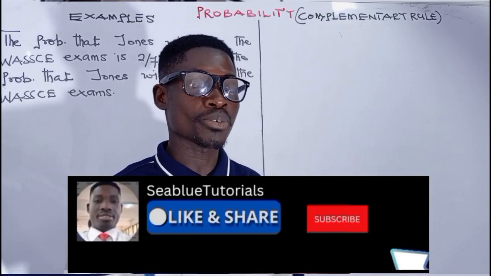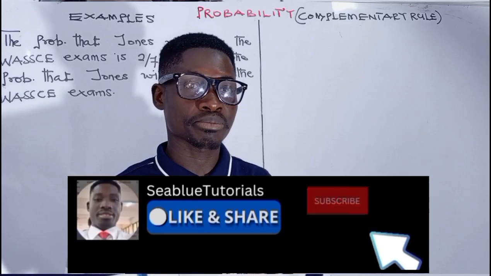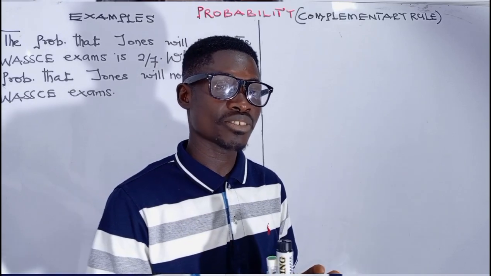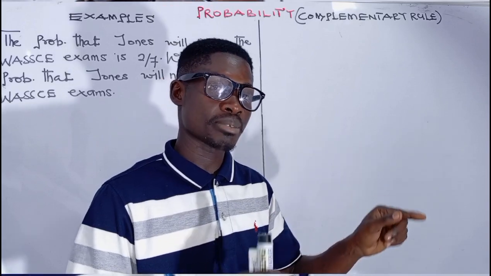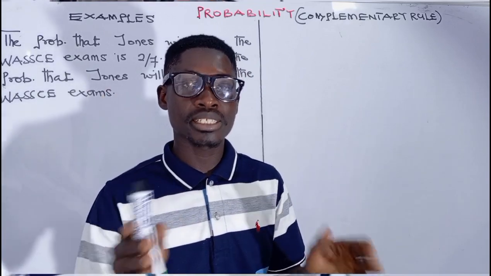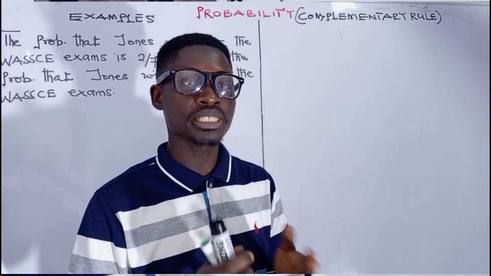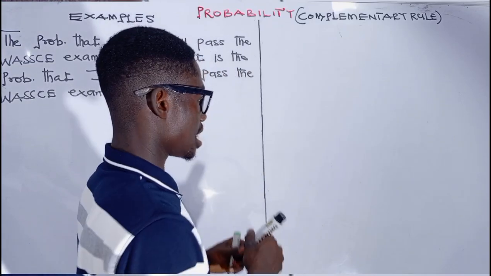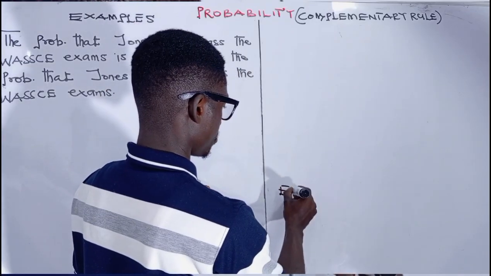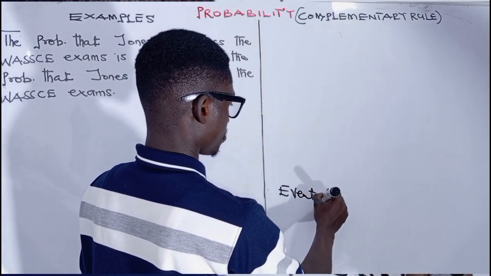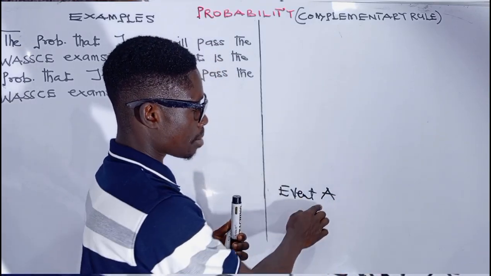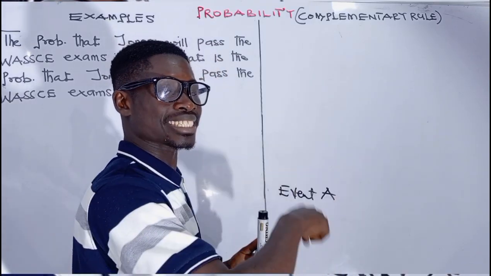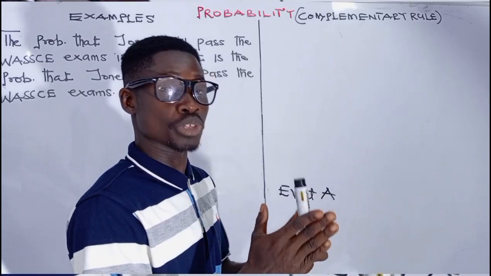So what does the complementary rule say? It says that for any event, the probability of that event plus its complement sums up to 1. So let's take it that we are having the event A. Then the complementary rule says that the probability of A plus its complement should give us 1.